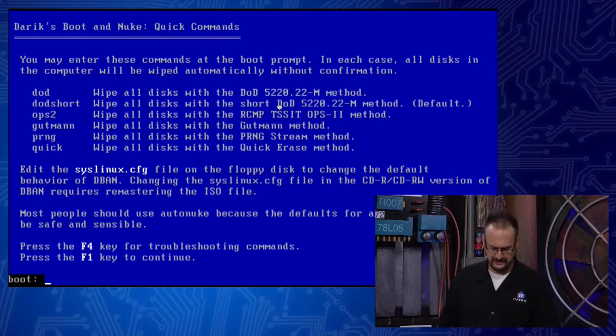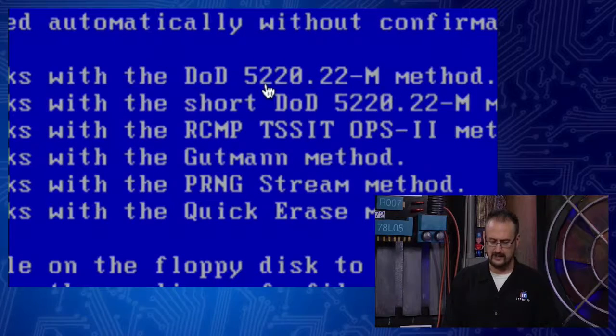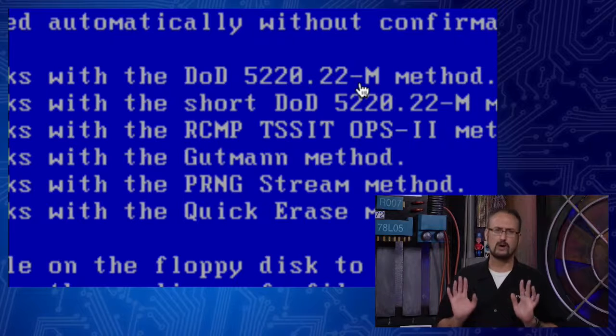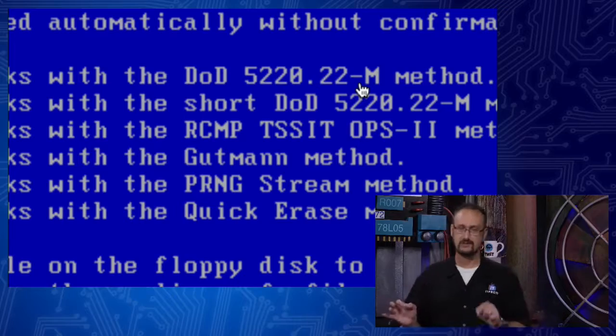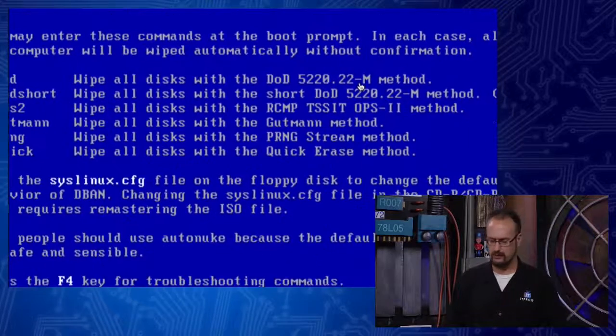And their standard just happens to be what's known as the DoD 5220.22-M. Please do not worry about that for the exam. Some of the acronyms we talk about, absolutely worry about it. Don't worry about this. This is just for your own benefit if you want to read it.